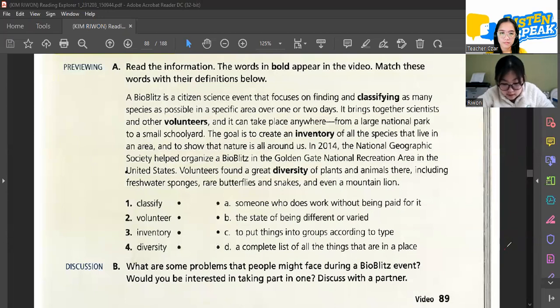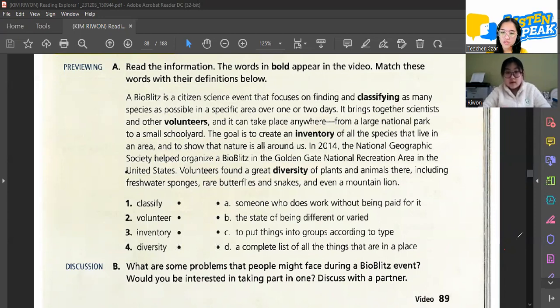In 2014, the National Geographic Society helped organize the BioBlitz in the Golden Gate National Recreation Area in the United States. Volunteers found a great diversity of plants and animals there, including freshwater sponges, rare butterflies and snakes, and even a mountain lion. Okay, very good.